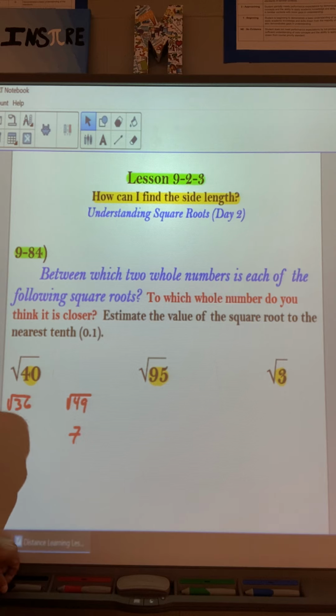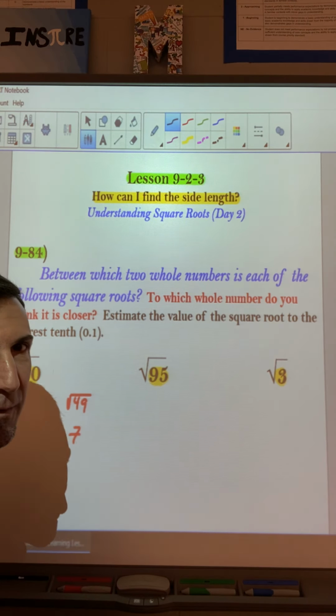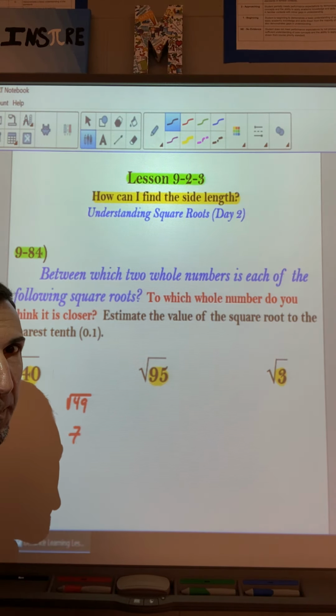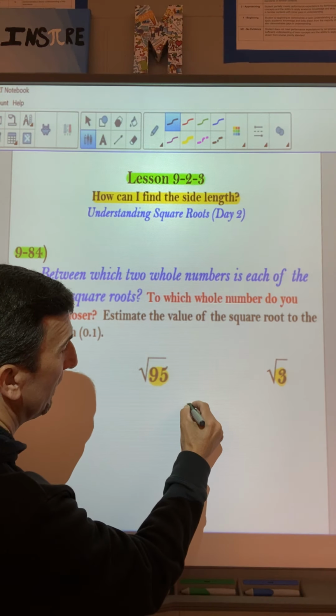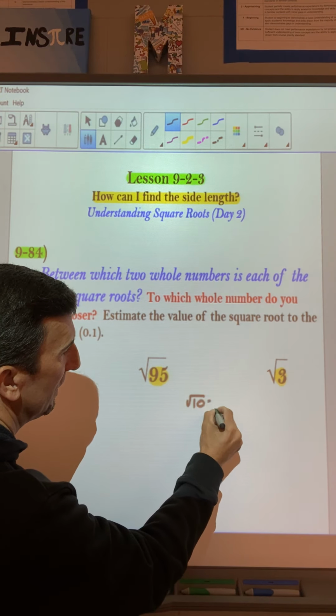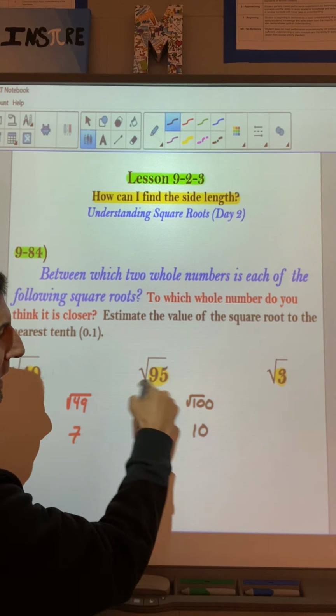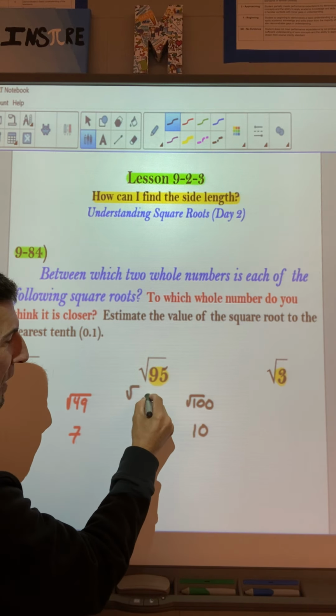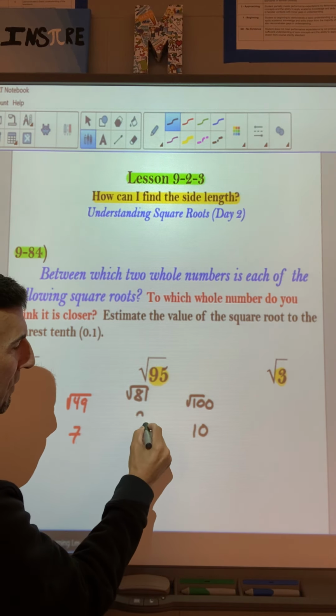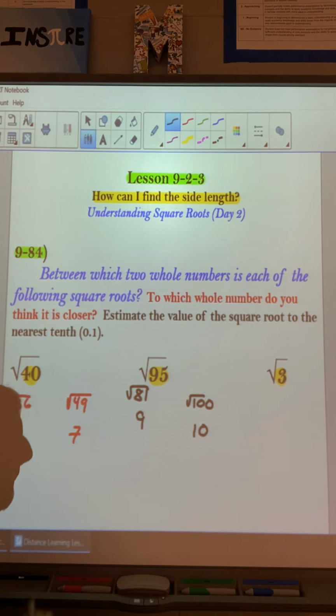Let's do this next one. Square root of 95, what's it between? Yep. So we have the square root of 100, which is 10. And then if we go down, we have the square root of 81, which is 9. So it's got to be between 9 and 10.